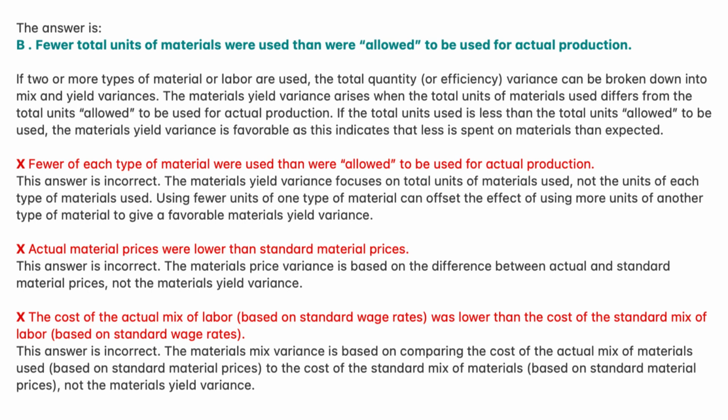If 2 or more types of material or labor are used, the total quantity, or efficiency, variance can be broken down into mix and yield variances. The materials yield variance arises when the total units of materials used differs from the total units allowed to be used for actual production. If the total units used is less than the total units allowed to be used, the materials yield variance is favorable, as this indicates that less is spent on materials than expected.